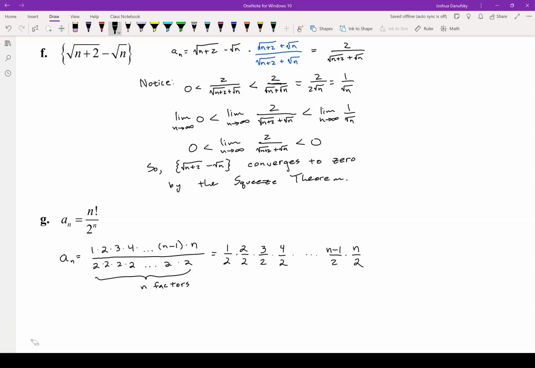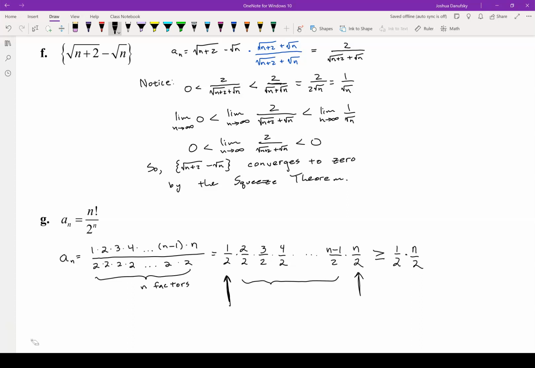Now, we're going to compare this to a simpler sequence. Notice that we have 1/2 here, and here we have n over 2. And then we have all these positive factors in the middle that are all greater than or equal to 1. So this product has to be greater than or equal to 1/2 times n over 2.